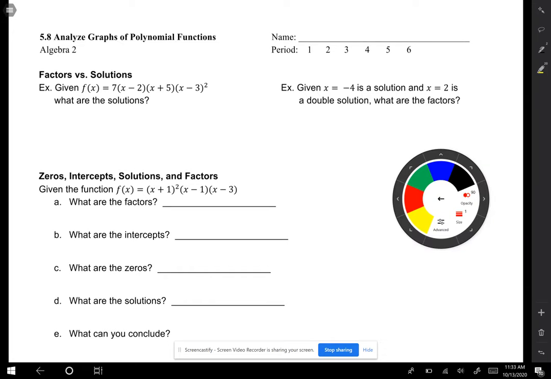Hello, Algebra 2 students. Today we will do 5.8 notes. It is called Analyze Graphs of Polynomial Functions. So let's look at factors versus solutions.